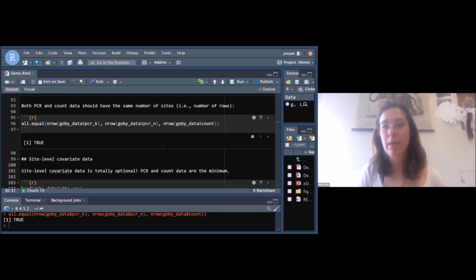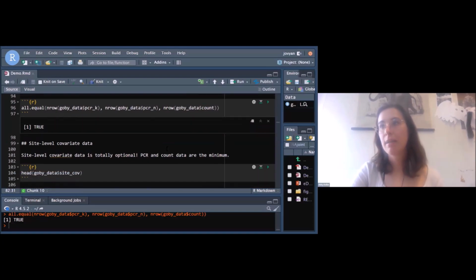I mentioned previously that we can account for semi-paired data. That means you have some locations where you have eDNA samples, but no traditional samples. So the way that you would indicate that in your data is just to have rows of all NAs. Okay, so we finished with the input data for the count data and the PCR data.